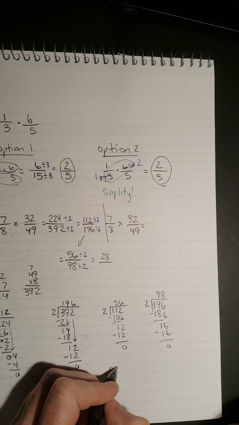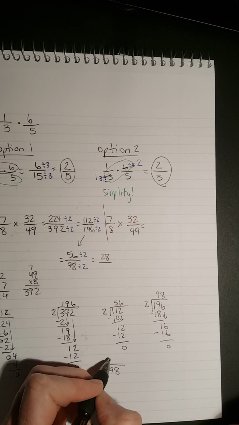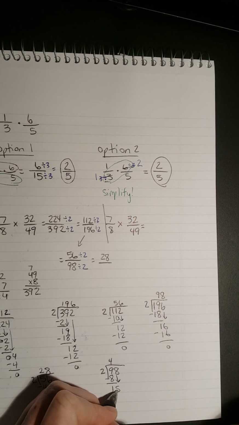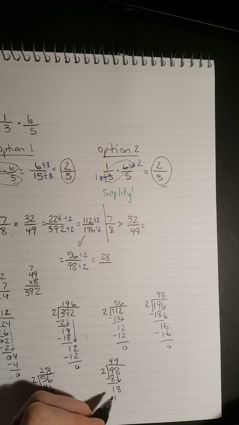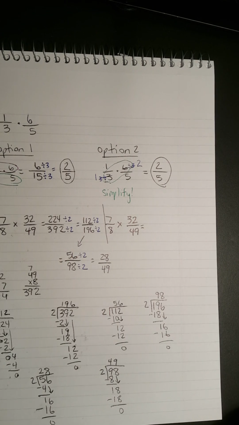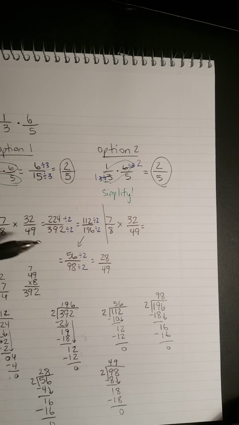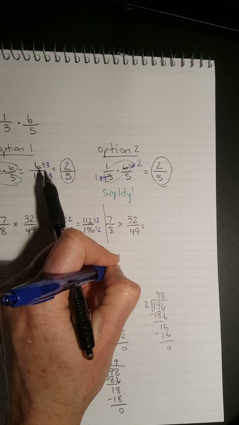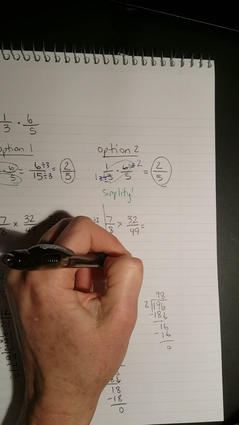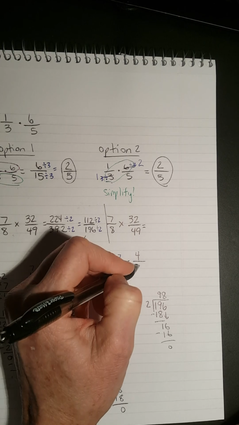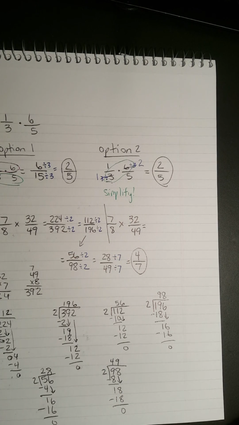And then 98 divided by 2. 2 goes into 9 4 times, which is 8. Bring down my 8. 2 goes into 18 9 times, which is 18. So this is going to be 49. Now, I have to look at 28 and 49 and see if there's a number that they have in common, another factor, which they do. You can divide both of these by 7. So if I divide 28 by 7, I get 4. And if I divide 49 by 7, I get 7. So my final answer is 4/7.